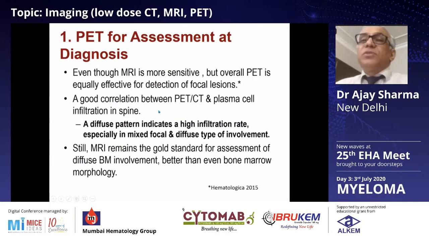At the time of diagnosis, even though MRI is more sensitive, the overall PET is equally effective for the detection of focal lesions, and there is a good correlation between PET and plasma cell infiltration. Though MRI remains the gold standard for the assessment of diffuse bone marrow involvement, which is actually better than even bone marrow morphology, PET-CT gives us very good information as far as the overall disease burden is concerned, especially by showing the extramedullary disease. So we can combine the two to have a better assessment.